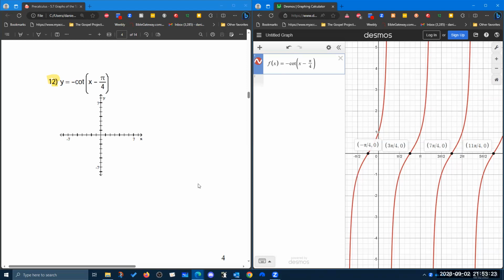All right, that's it for the graphs of cotangent functions that we've graphed with transformations. Come back next time and we will talk about the graph of secant and look at some transformations of that.